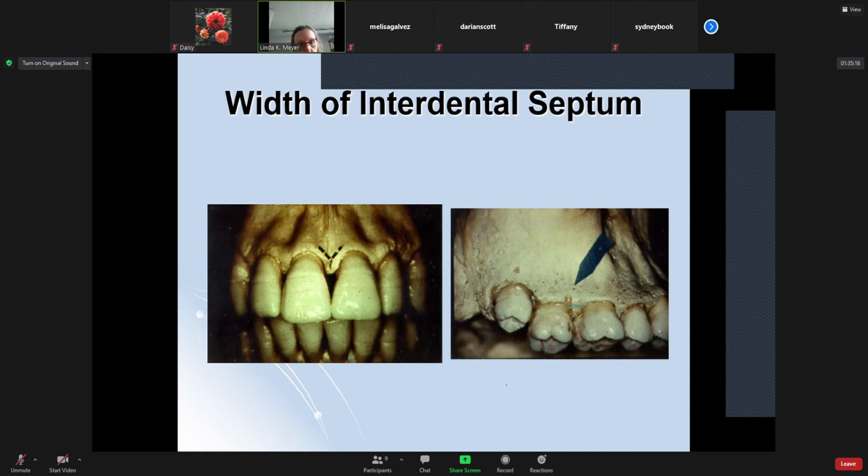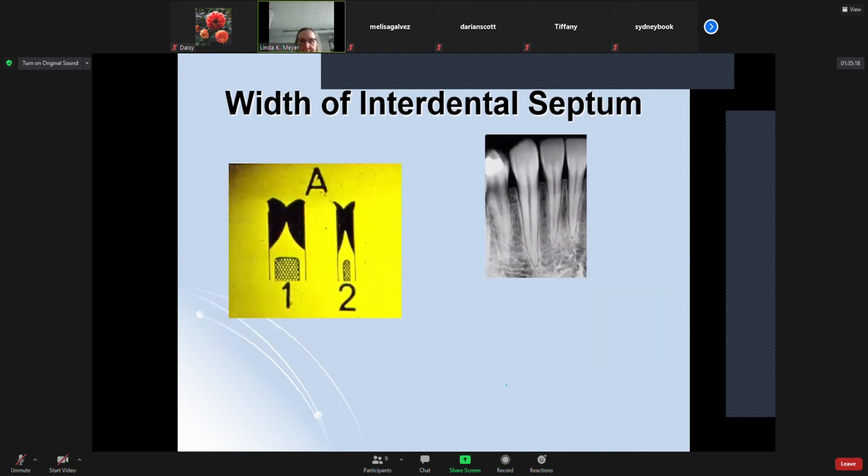Or more importantly, if we look at an X-ray, this was shown under the lamina dura section. Notice that the interdental septa of this anterior area aren't that wide here.